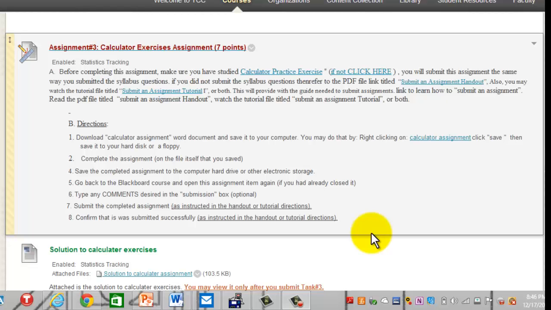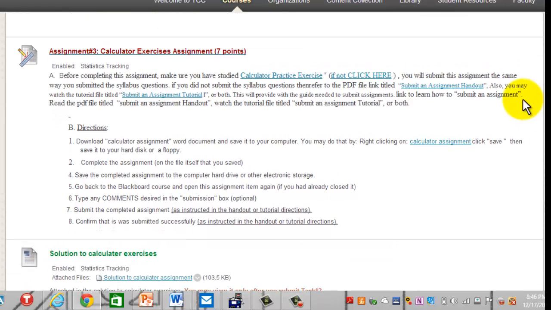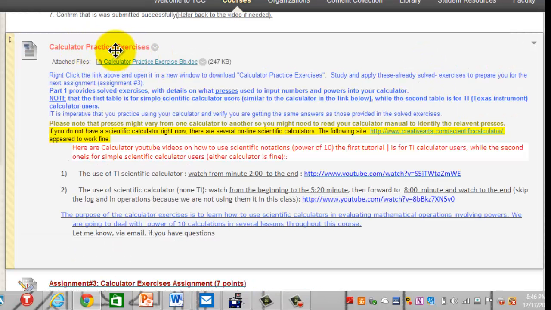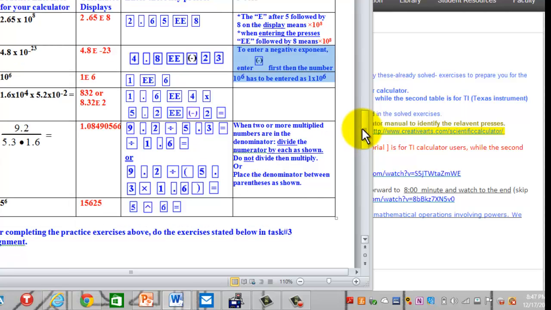Hello everyone. The purpose of this video is to demonstrate how to use a scientific calculator in evaluating mathematical operations that involve power of 10. When you go to the blackboard, you can see on the week number 1 area a document titled Calculator Practice Exercises. When you download this document, you have certain practice exercises that you need to try to do yourself in order to get familiar with how to use the calculator in operations that use the power of 10 notation.